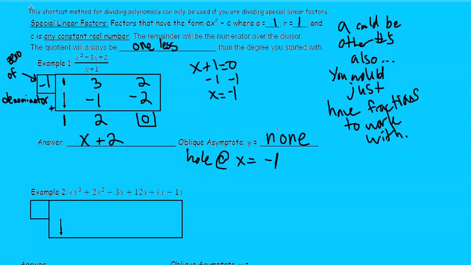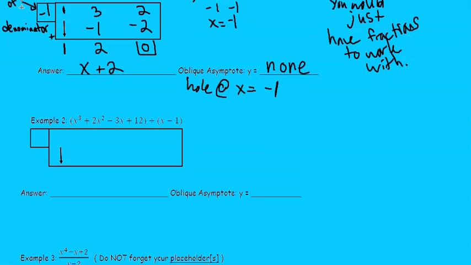If we did have an oblique asymptote here, this number right here would be a vertical asymptote. Let's look at the next example.